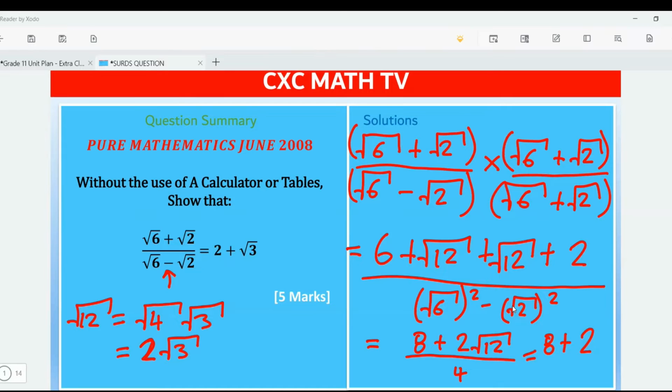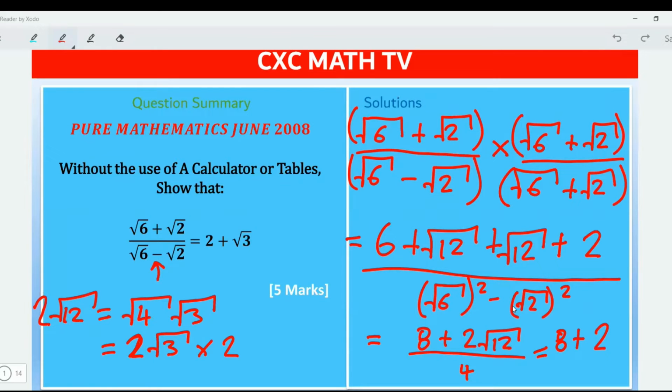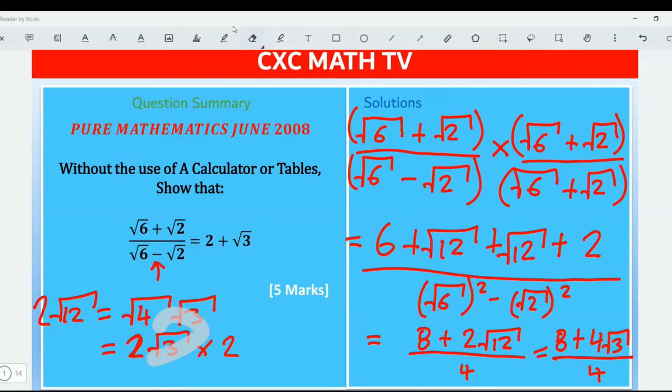But remember, we had a 2 right here. Since there was a 2 here, we also need to multiply this by 2, which allows us to now have 4. So right here we're going to have 4 times the square root of 3 divided by 4. Now, when you do division, remember you have to divide the 8 by 4 and also 4 divided by 4. All right, just to make some space, I'm going to erase this side.